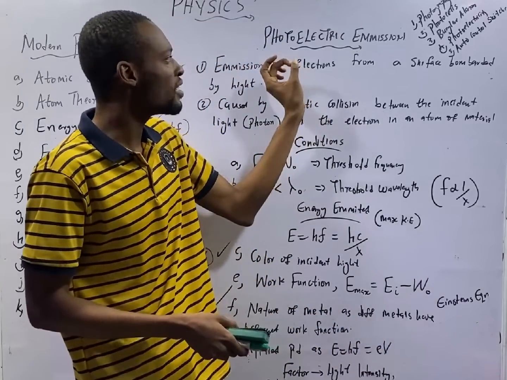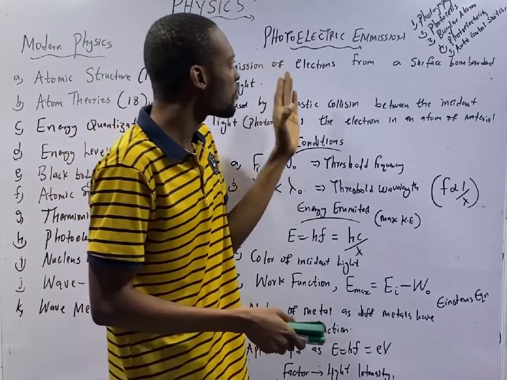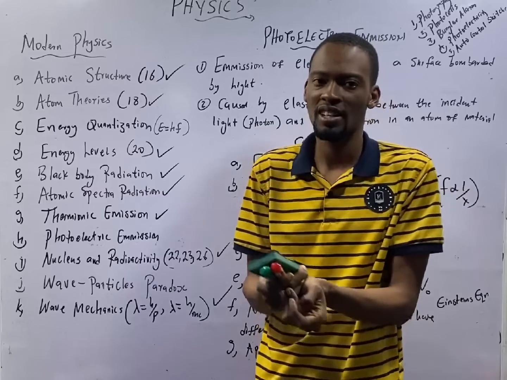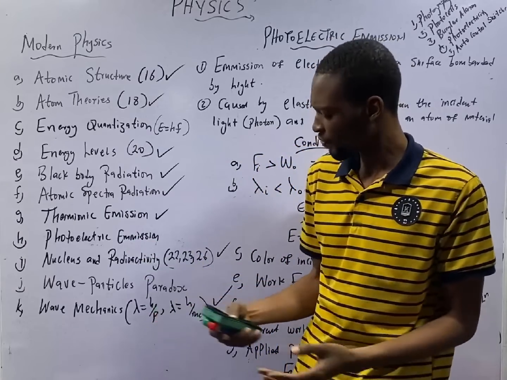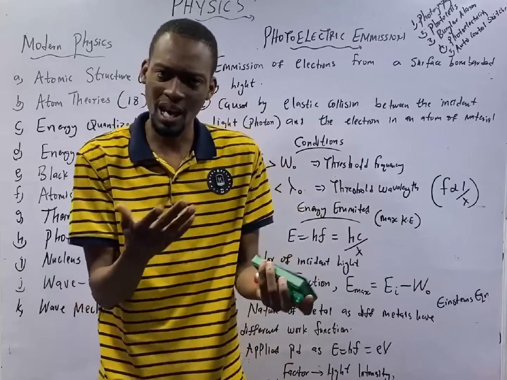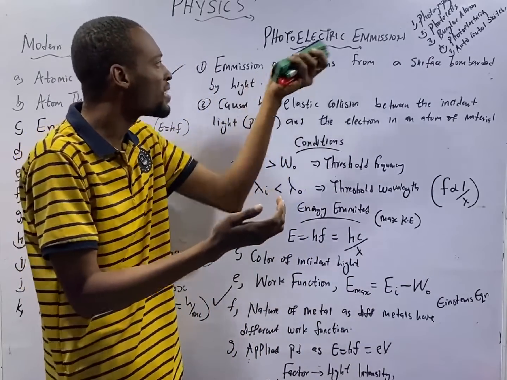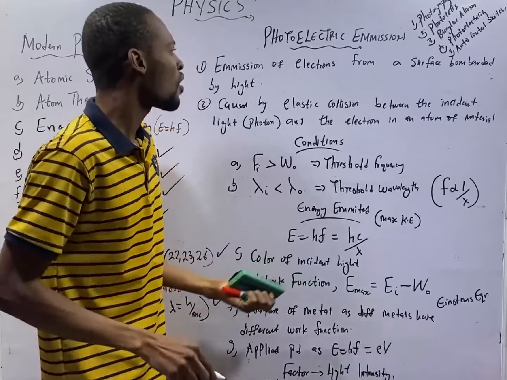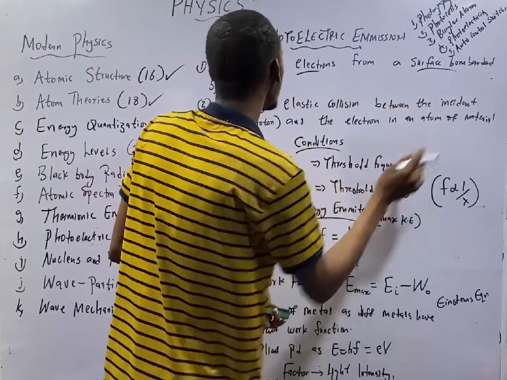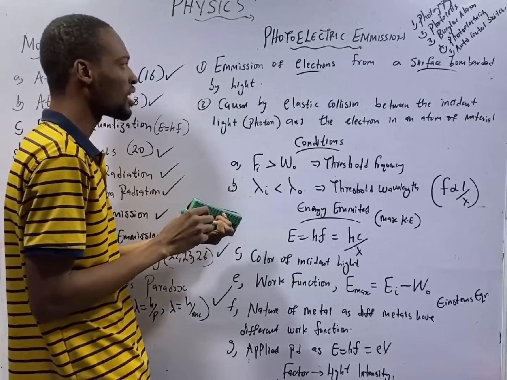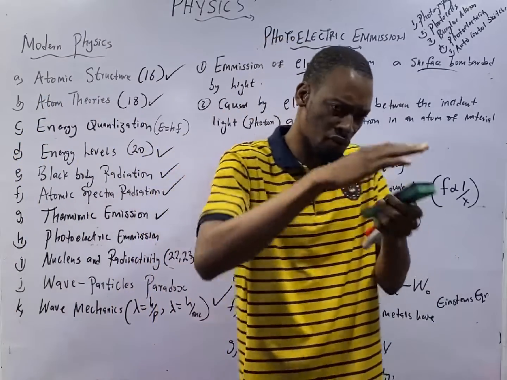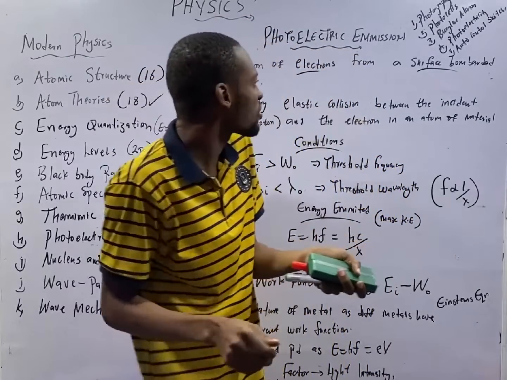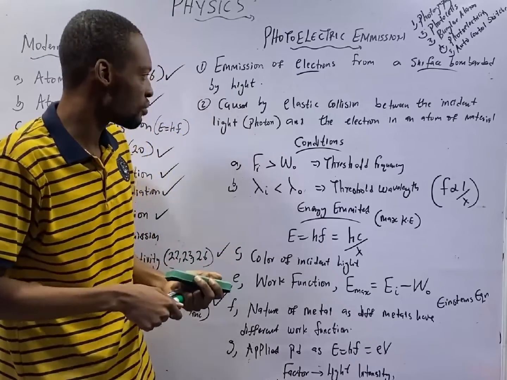We are looking at photoelectric emission. Photoelectric emission can occur in solids, in liquids, and in vacuum. If thermionic is thermo, heat emission, photoelectric will simply be photo, light emission. The emission of electrons from surfaces bombarded by light is referred to as photoelectric emission. If you shine light on a surface, it will emit electrons. As such, that is photoelectric emission.